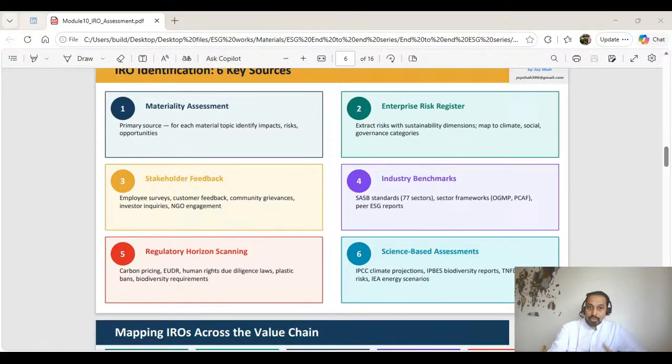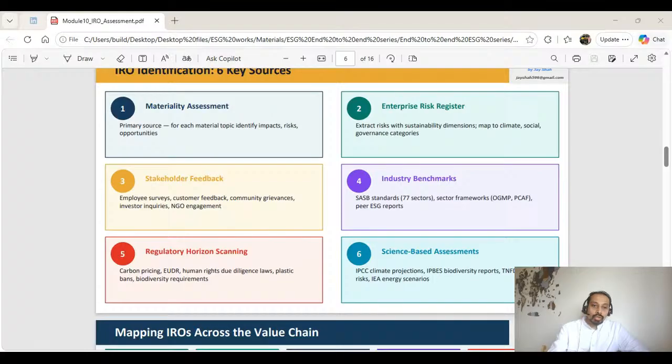Then stakeholder feedback. Your stakeholders, like employees, customers, community, investors, and NGOs, are often aware of impacts and risks before your internal teams are. So you have to understand the stakeholder feedback. The fourth one is benchmarks. SASB standards, now published under the IFRS Foundation, give you 77 industry-specific standards and identify the sustainability topics most likely to be material for each sector. If you have not looked at your sector SASB standards, I would encourage you to do that. It's an excellent starting point, and it means you are not starting with a blank page.